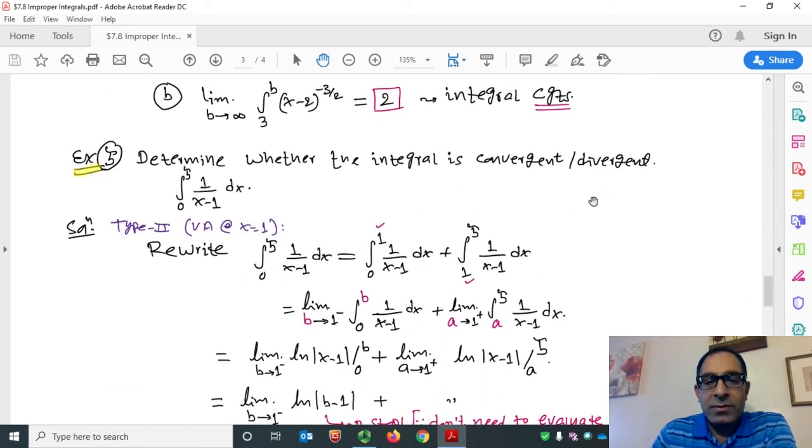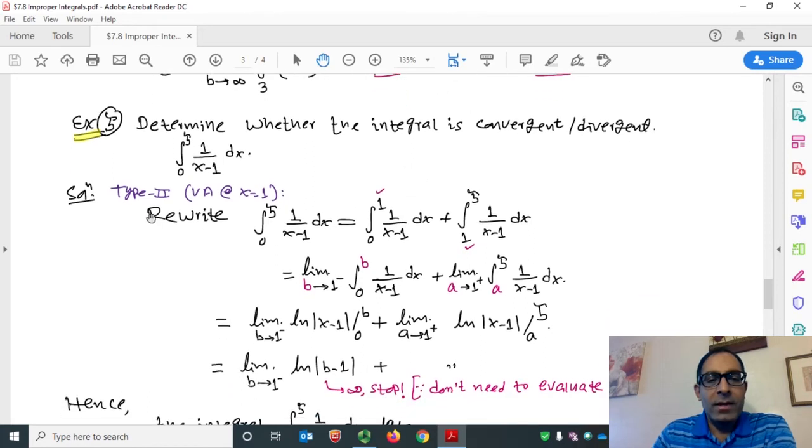Let's take example 5. Determine whether the integral is convergent or divergent. The integral is from 0 to 5 of 1 over x minus 1. This is not type 1 because we have a finite interval. This is type 2 because this integrand function is not defined at x equals 1. I have a blow-up at x equals 1. So let's rewrite. Integral of 1 over x minus 1 from 0 to 5 equals, so let's put 1 as the upper limit for the first integral, and 1 as the lower limit on the second integral.